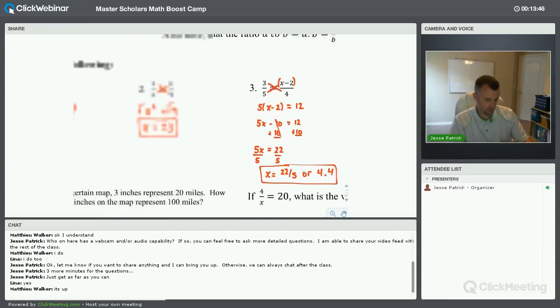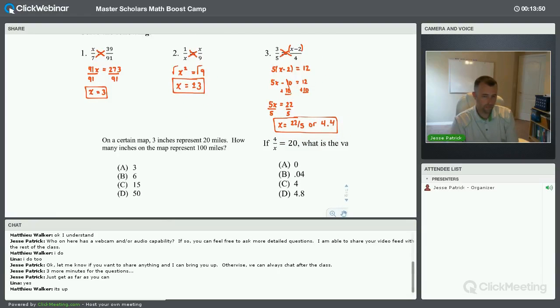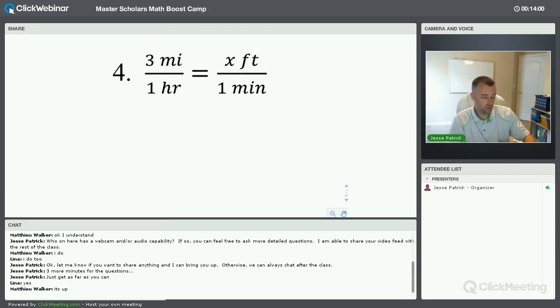So like I say, these first 3 are pretty standard proportions that you're going to see on the test, and as we work through other lessons, they're just going to pop up. When you're solving algebra equations, you're going to see this as well. This next one will kind of lead into what we're doing in this lesson.